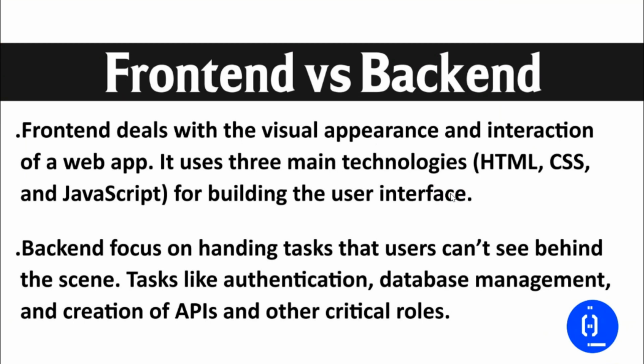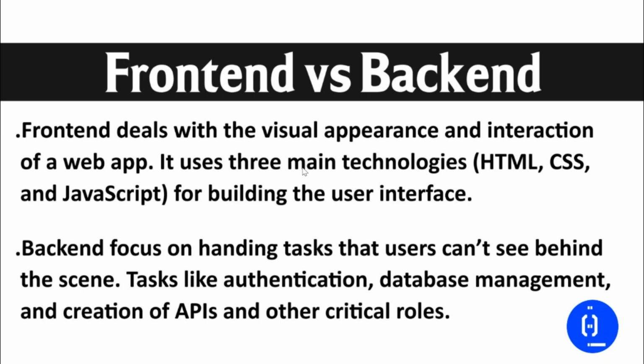Now, when we talk about web development, there are two sides of web development. We have front-end web development and back-end web development. Front-end web development deals with everything the user sees and interacts with when they visit a website. And there are three main technologies for building the front end of a website. We have HTML, CSS, which is Cascading Style Sheets, and JavaScript, which is a client-side programming language.